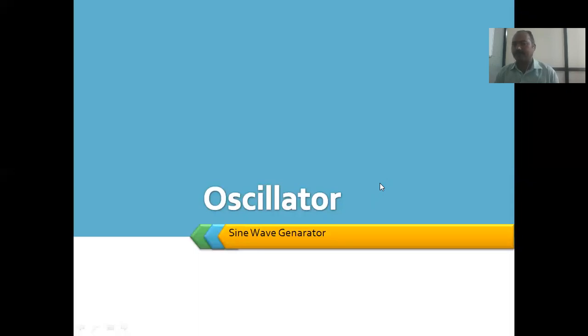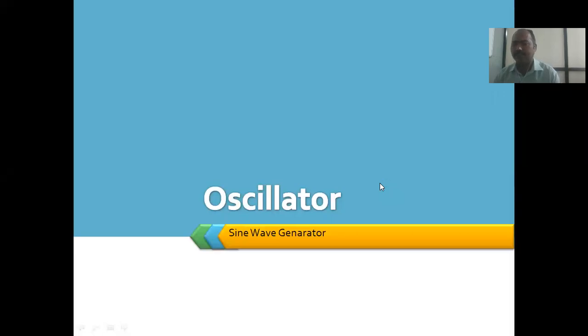Basically, what do we mean by an oscillator, why is it used, and what are its applications? That we will discuss. An oscillator is a device which generates a sine wave without applying any input. That is the basic definition of an oscillator. When we require an output, we must normally apply an input for that purpose, because if we are not applying any input, it does not provide an output.